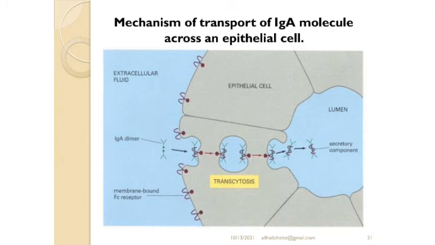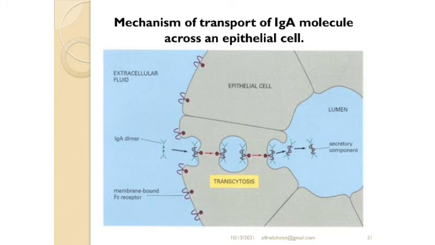Next we will look at the mechanism of transport of the immunoglobulin A molecule across an epithelial cell. This one is very important for you to understand. So how does this happen? The immunoglobulin A molecule binds to a transmembrane receptor protein on the surface of a secretory epithelial cell. We can see that binding taking place at this region here, where the immunoglobulin A binds to the transmembrane receptor. Now what follows next?